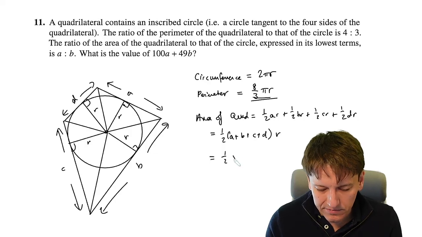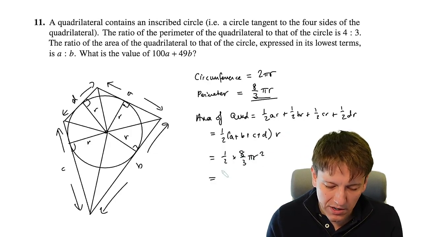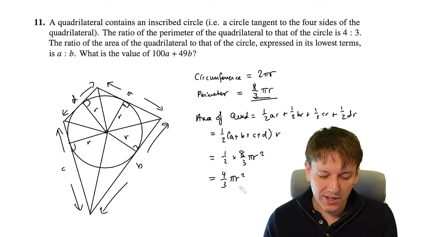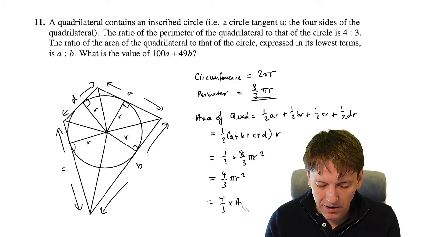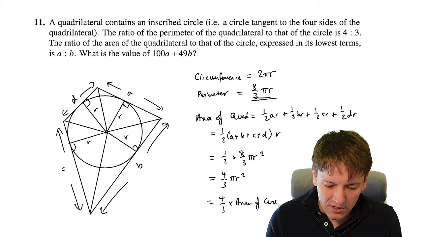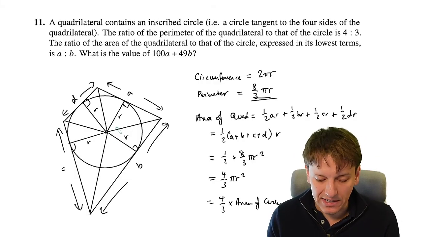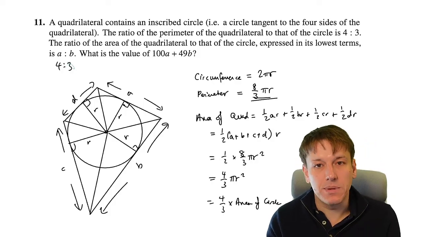So this is a half times 8/3 pi R and another R. So I've got 4/3 pi R squared. Well, that's 4/3 of the area of the circle, right? Because the area of the circle is just pi R squared. So actually the ratio of the area of this quadrilateral to the area of the circle is also 4:3. So A is 4 and B is 3.